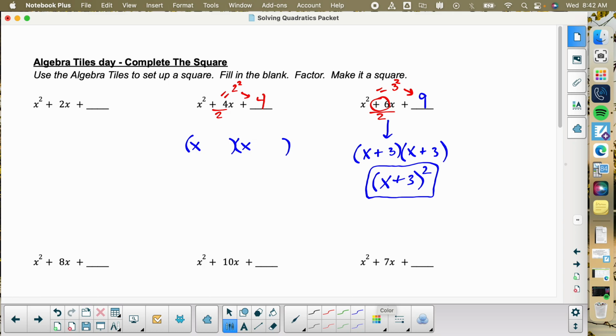Alan, call somebody for me. Coda, what number did I get when I cut it in half? Positive 2. So in both parentheses, I'm going to write positive 2. The number I got when I cut them in half is what goes right there.